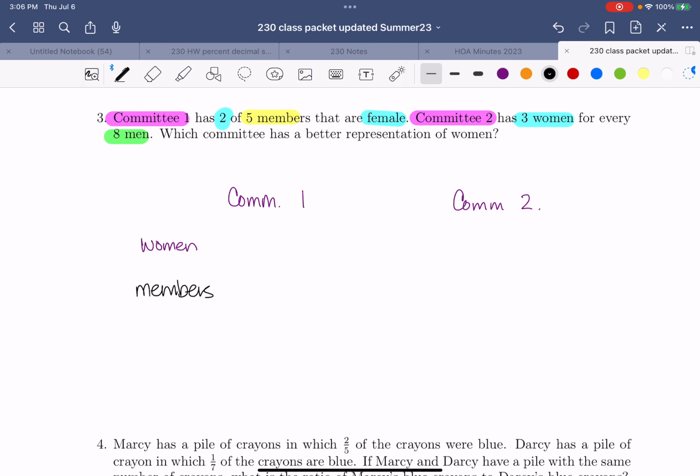So in committee 1, I've got 2 women out of 5 total members. On committee 2, I have 3 women and 8 men. That means the total members of the committee would be 3 women plus 8 men, a total of 11. So notice that you're going to have to adjust your numbers. Now I would ask, which do I want to get the same? Do I want my women the same or my members the same? And I can go from there.